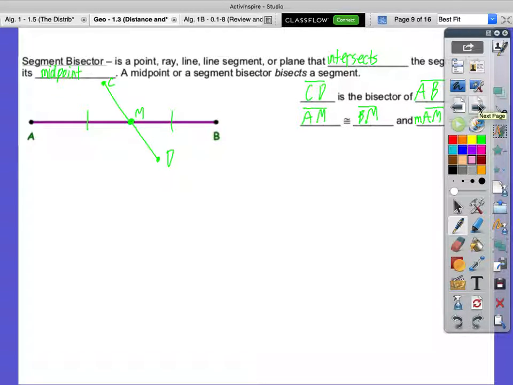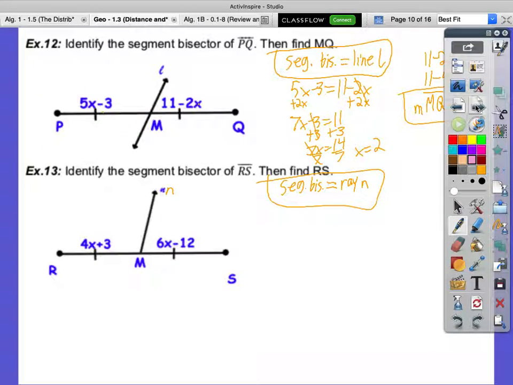So we went through a segment bisector, which is just a point, ray, line, or plane that intersects the segment at its midpoint. So it still cuts it in half. It's a little broader. Then we worked on identifying the segment bisectors and then solving.